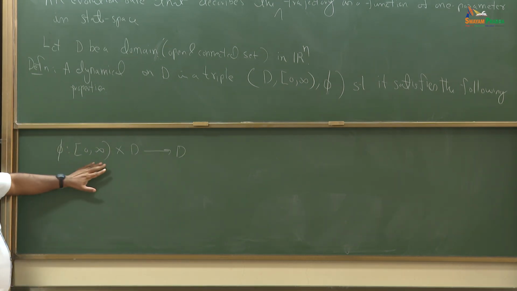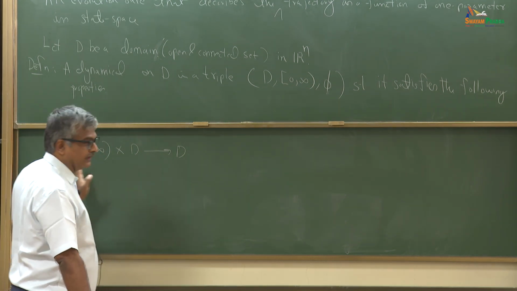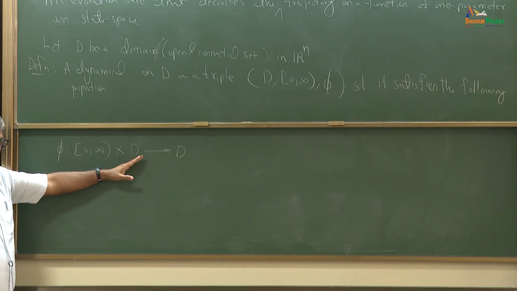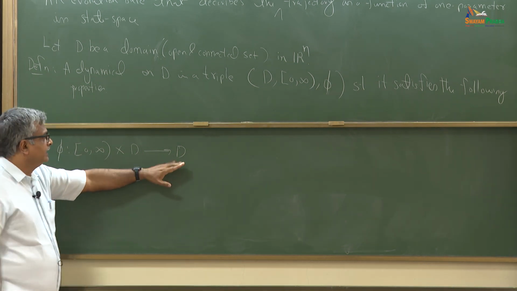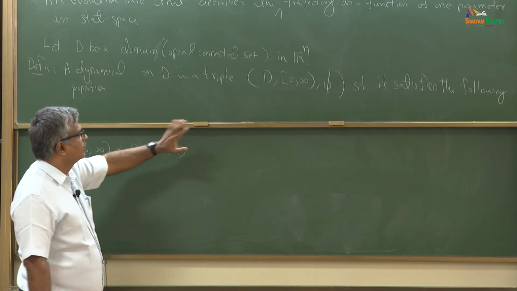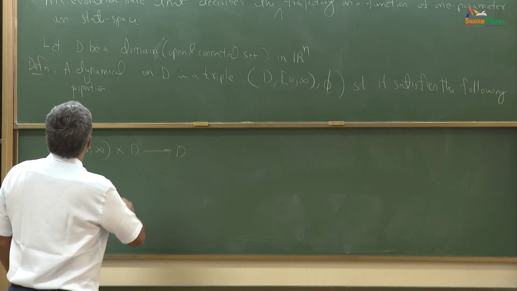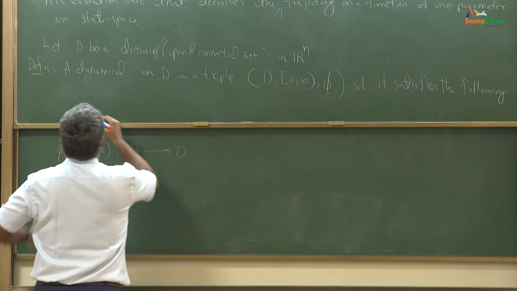So now we have all the ingredients. So this is a map. That means I have to define what is this map, right? The map is defined from 0 infinity Cartesian D to D, right? D is an open and connected set, and this is just a half interval, right? So the following, in fact, not properties, axioms hold.